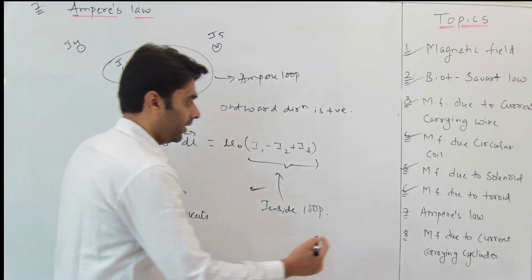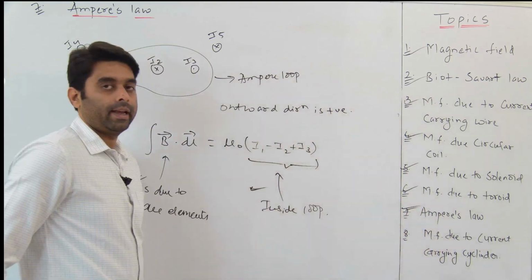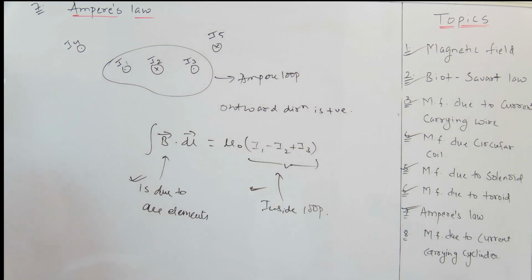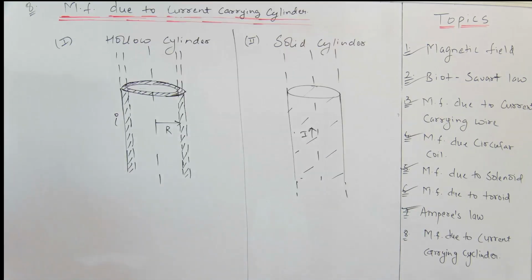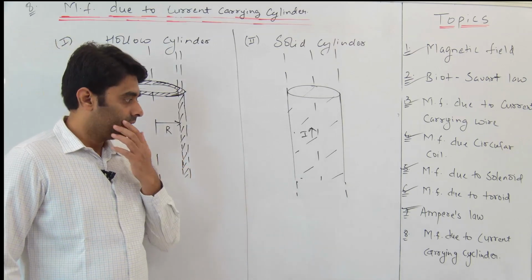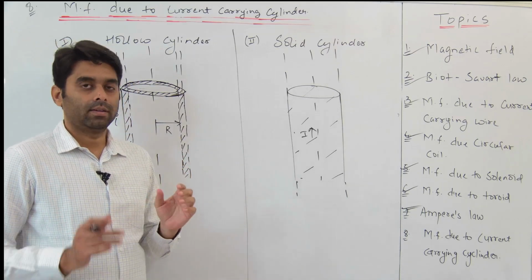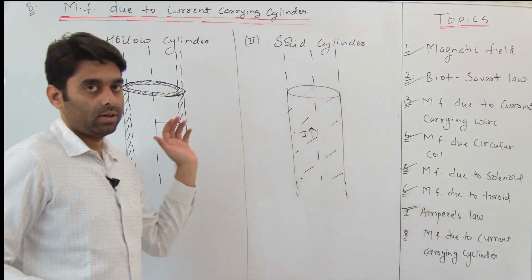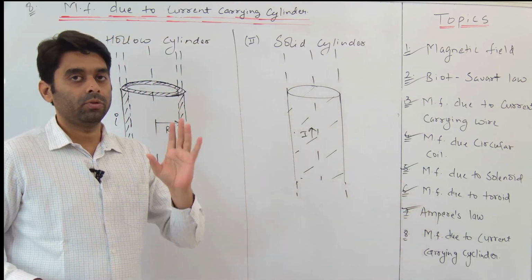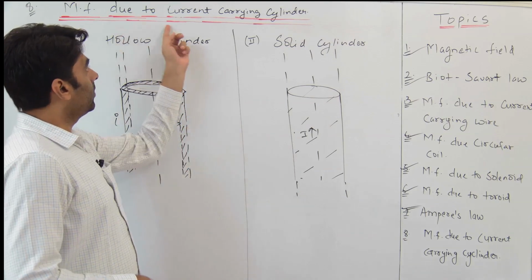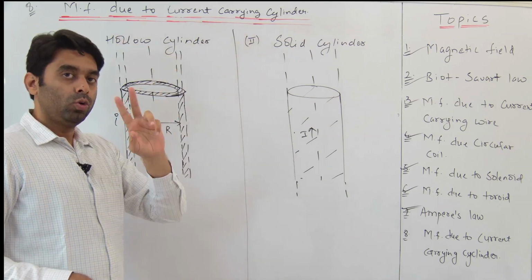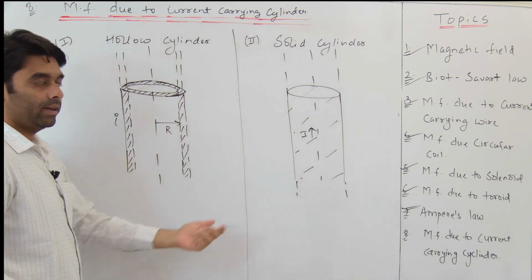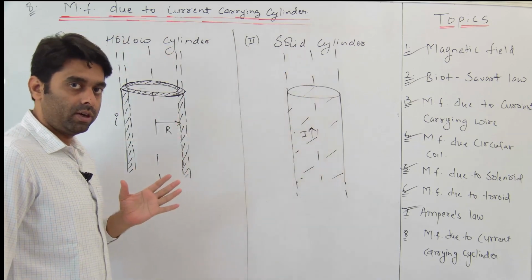Last, let us look at the magnetic field due to your current carrying conductor. So we have come to our last topic, the magnetic field due to a current carrying conductor. This is also an application of Ampere's law. The results that we'll be writing over here are derived using Ampere's law. So, magnetic field due to current carrying cylinder. Two cases: first hollow cylinder, then solid cylinder. One by one we'll take a look.